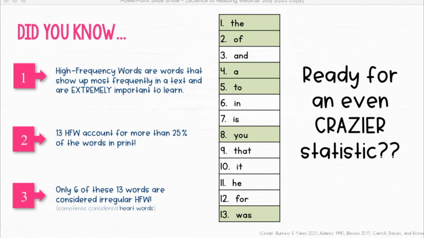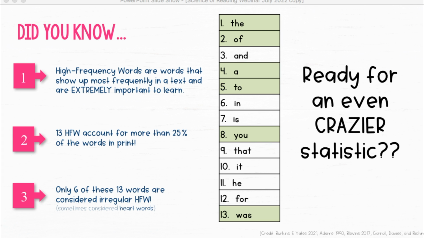First and foremost, a high frequency word, if you don't know, is a word that shows up more frequently in a text. And they're very, very important for students to learn. Number two, 13 high frequency words, these little words that you see right here on the screen, account for more than 25% of words in print. Yes, you heard that right. These 13 tiny little words account for 25% of text in print.